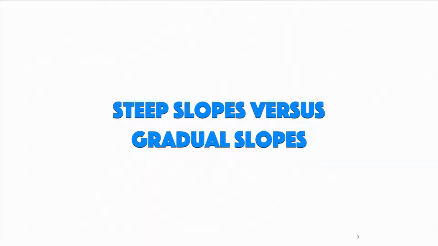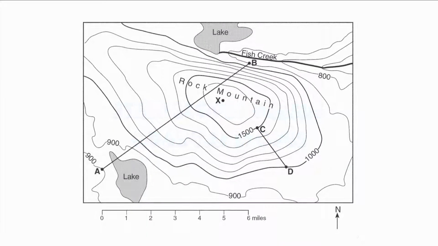So one of the things that you can pick out from a topographic map is steep and gradual slopes. Now, what I mean by that is really gradient. How much does the ground change over a certain distance? So if I say something has a steep slope, that means the ground is going to increase in elevation or decrease in elevation very quickly. One way you can identify that is by calculating gradient. I'd say that's the long way.